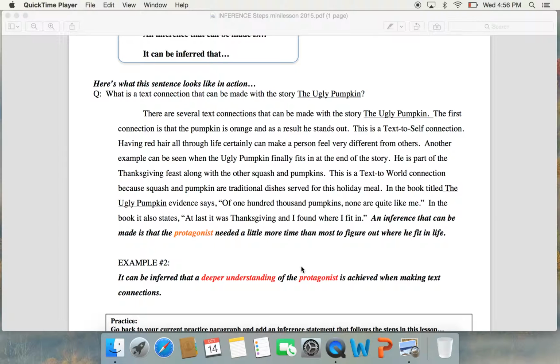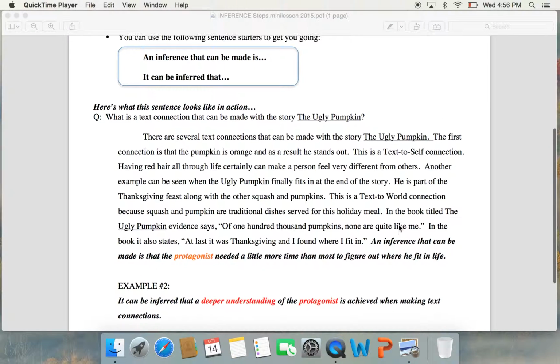You don't have to do both, and you shouldn't do both. You only want to have one inference statement. Okay, so give it a try. Apply this skill to your paragraph. It has to work with what you are writing about, and you want to add it right on. And we'll keep going from there.